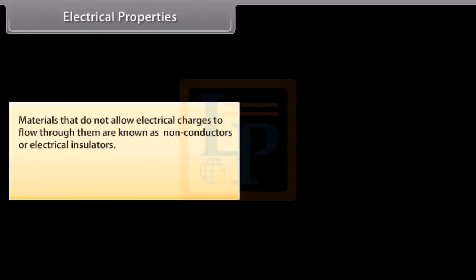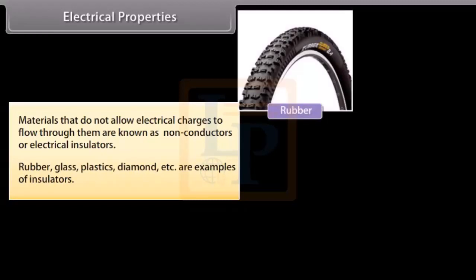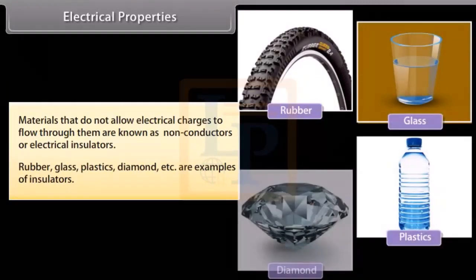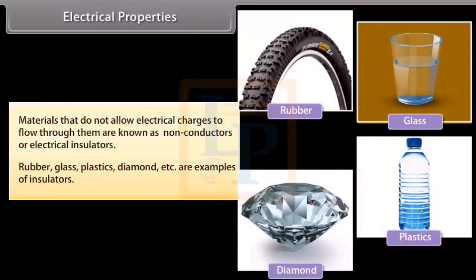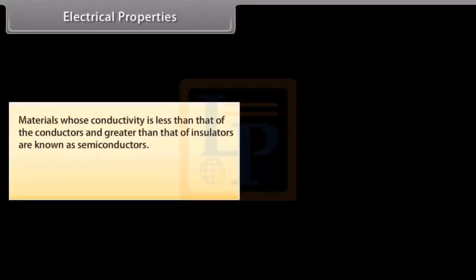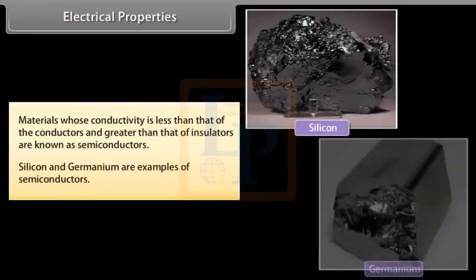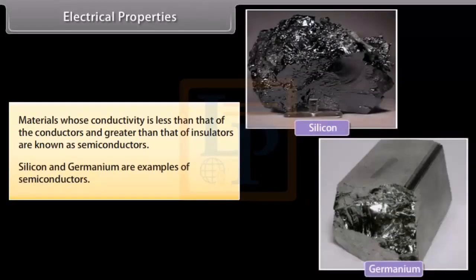Materials that do not allow electrical charges to flow through them are known as non-conductors or electrical insulators. Rubber, glass, plastics, diamond, etc. are examples of insulators. Materials whose conductivity is less than that of the conductors and greater than that of insulators are known as semiconductors. Silicon and germanium are examples of semiconductors.